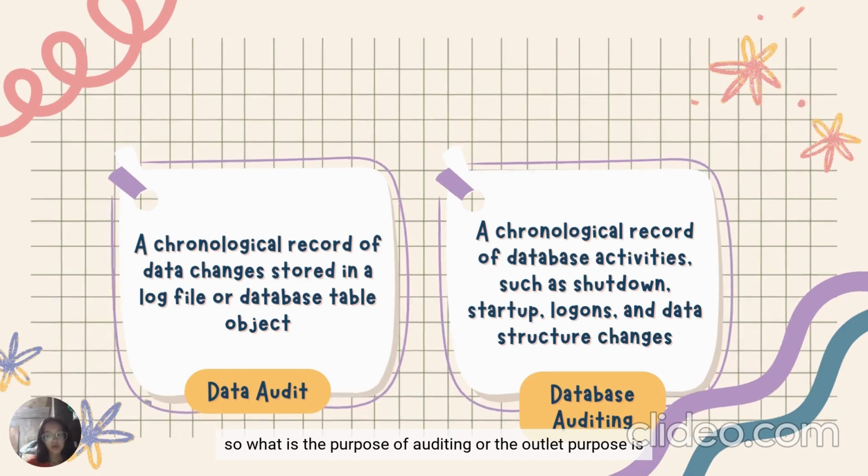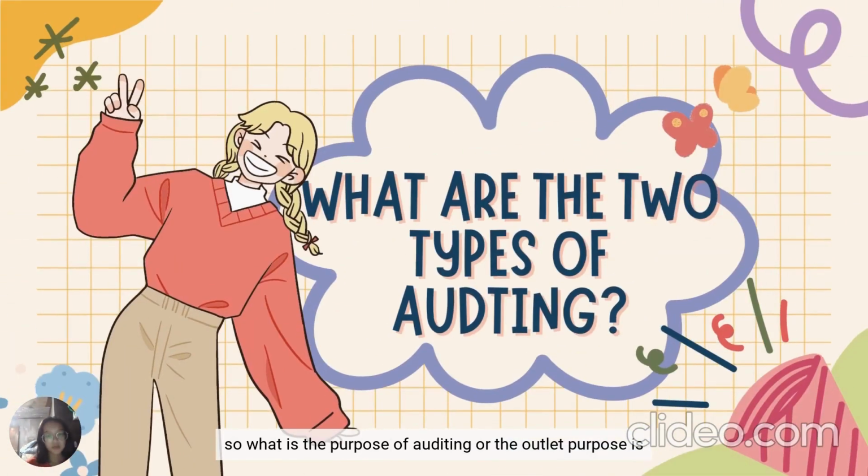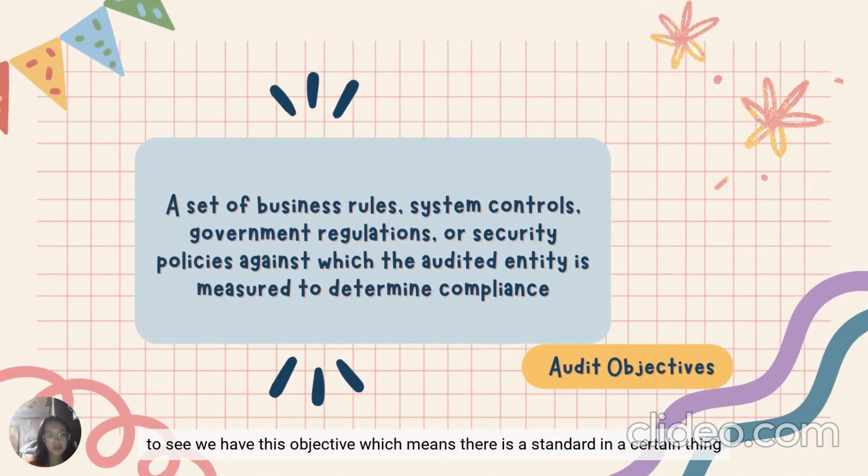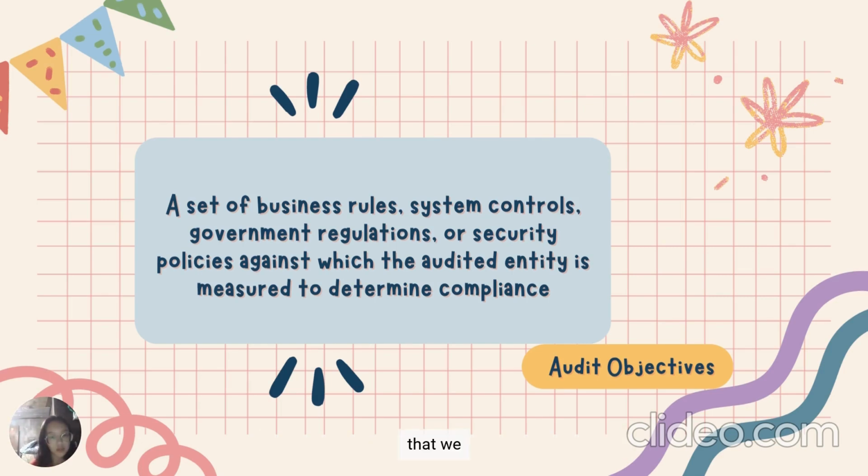So, what is the purpose of auditing or the audit? Its purpose is, you can say, we have these objectives, which means there is a standard in a certain thing. For example, in a business, in the IT building, they have a standard when it comes to the computers. Then, if we have someone to audit or check if we follow the standard and rules or the objectives, then there is a big possibility that our school, that our department will fail or wasn't able to achieve the standard given.